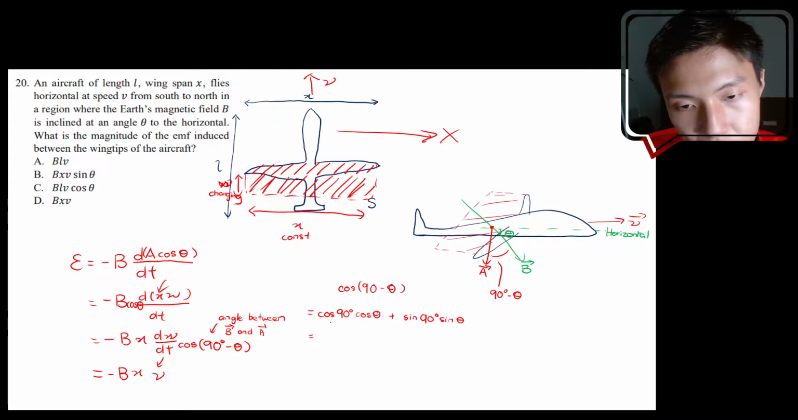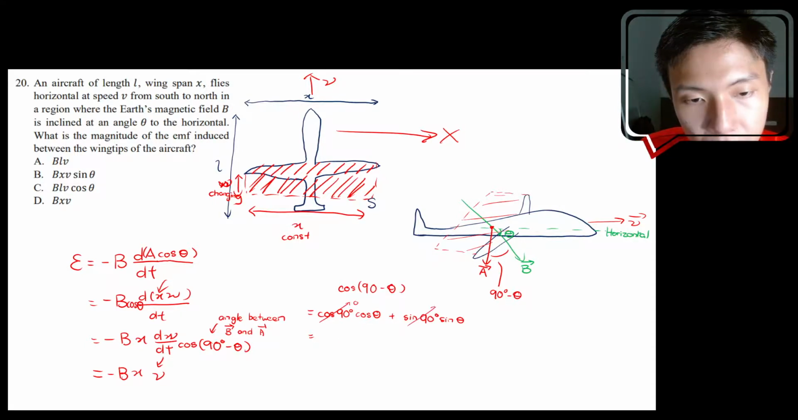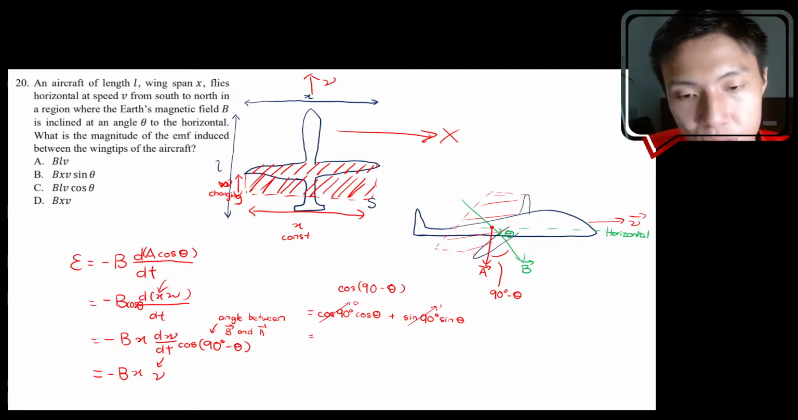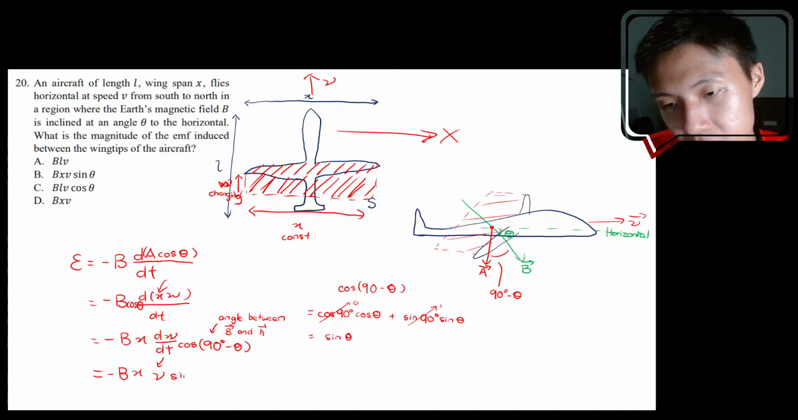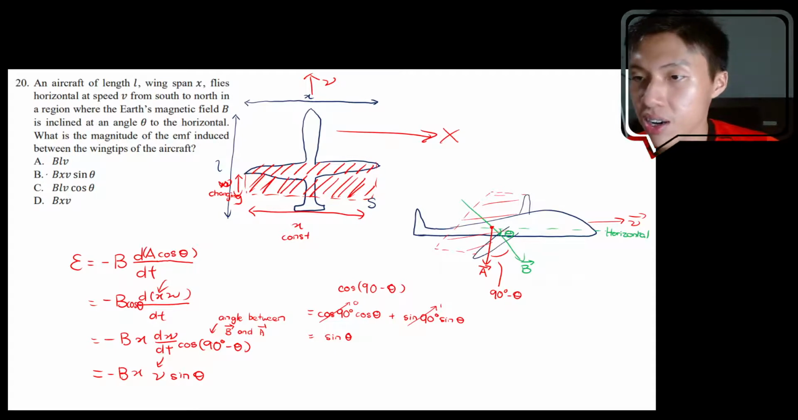Then cos 90 is equal to 0. So this one will be 1. Sin 90 will be 1. Right, 1. Yes, so you get sin theta. So your answer will be sin theta. Okay, so B x v sin theta, our answer is B.